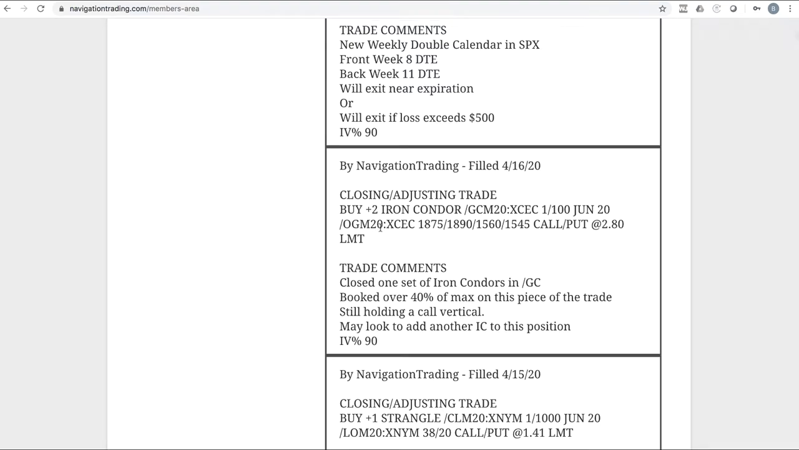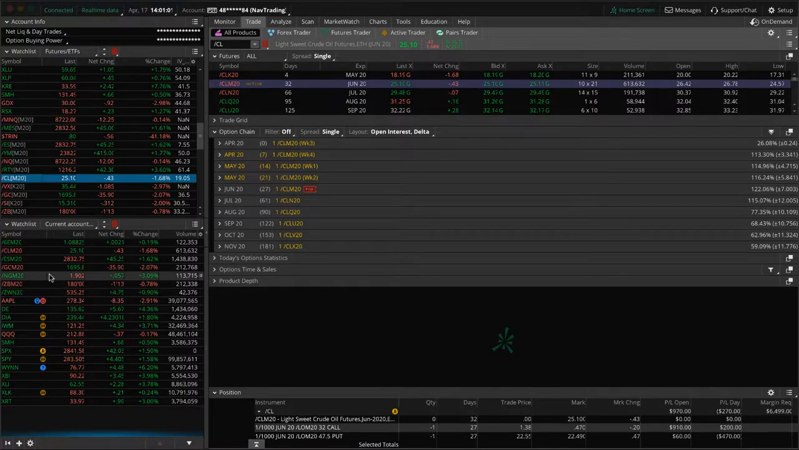Next trade, closing adjusting trade in GC. So we had two pieces on. We had a full iron condor, which is what this alert's about. We booked over 40% of max on that piece of the trade. And then we're still holding our call vertical from our previous iron condor.